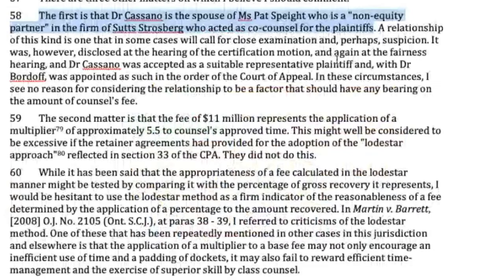They say this bears, will call for close examination and perhaps suspicion. It was, however, disclosed at the hearing of the certification motion, and again at the fairness hearing. So there's the certification hearing we already know about. The fairness hearing we don't have to get into the details, but basically, this was in the pleadings. This was acknowledged in the pleadings, and the court signed off on it. So I don't know if that satisfies you.